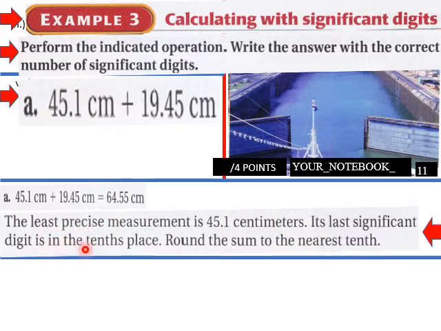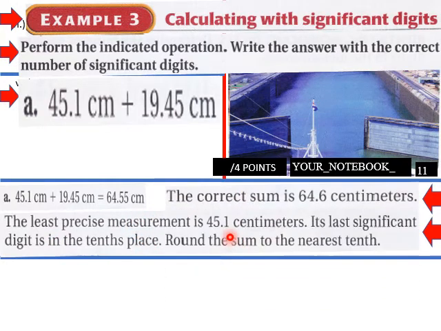Its last significant digit is in the tenths place, so round the sum to the nearest tenth. The correct sum would be 64.6. We round up here from 64.55 to 64.6.